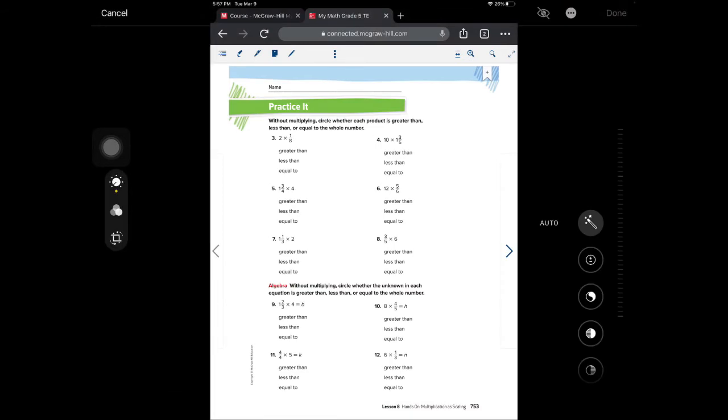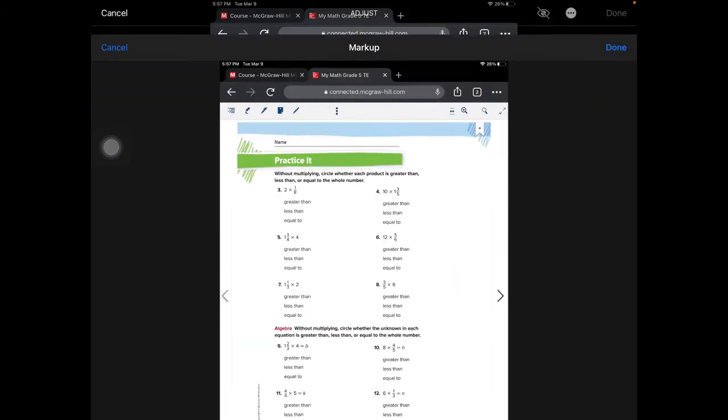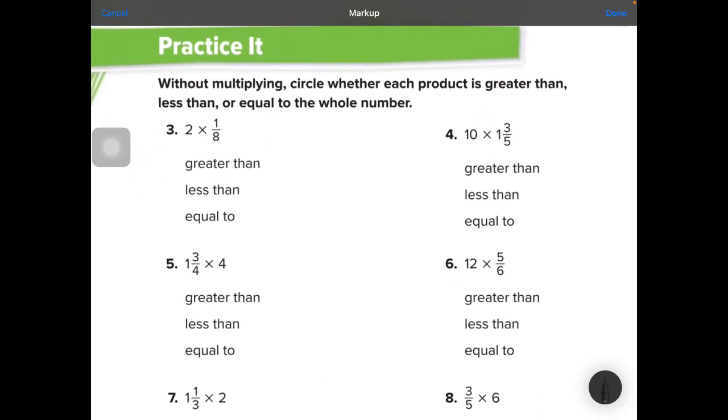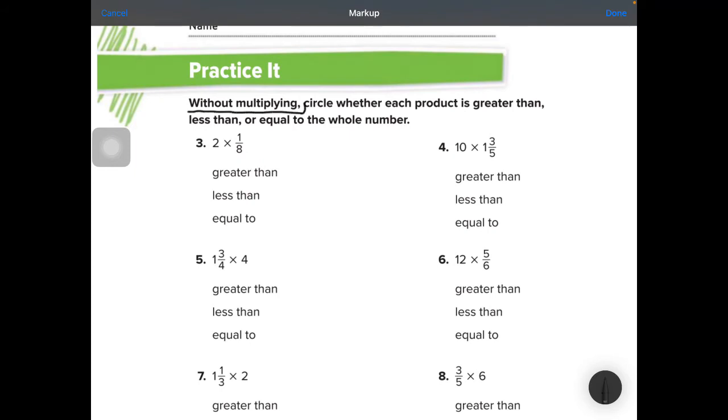Let's go to the practice. This is where it gets fun. Without multiplying, told you this is where it gets fun. Circle whether the product is greater than, less than, or equal to the whole number. Okay, is this greater than 1 or less than 1? Okay, it's less than 1. So whenever we times something that's less than 1, the answer is going to be less than. And I'll work this one through just to prove it to you.